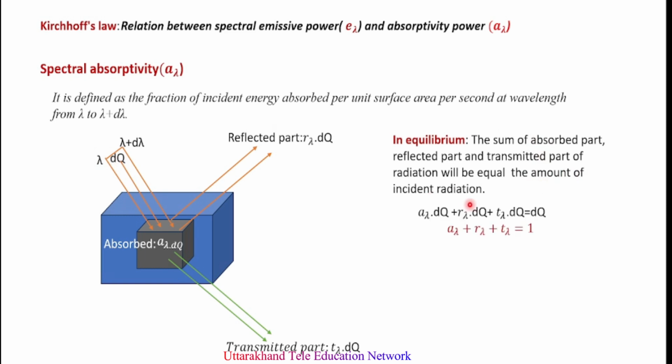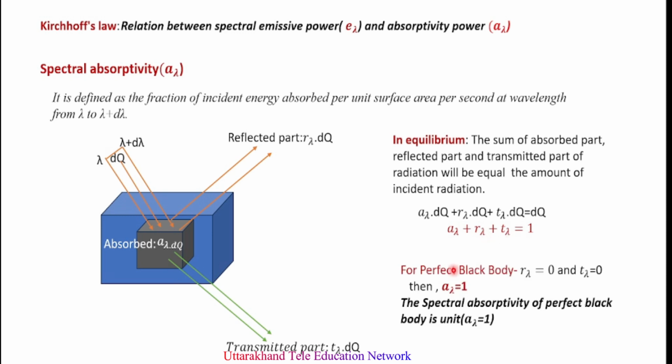So we can write this. This is the absorbed part, this is the reflected part, and this is the transmitted part, and the whole value should be equal to the incident radiation, the initial value, that is dq. Now mathematically, dq is removed from both sides, and we get A lambda plus R lambda plus T lambda is equal to 1. So this is the relation between absorptivity, reflectivity, and transmittivity for thermal radiation.